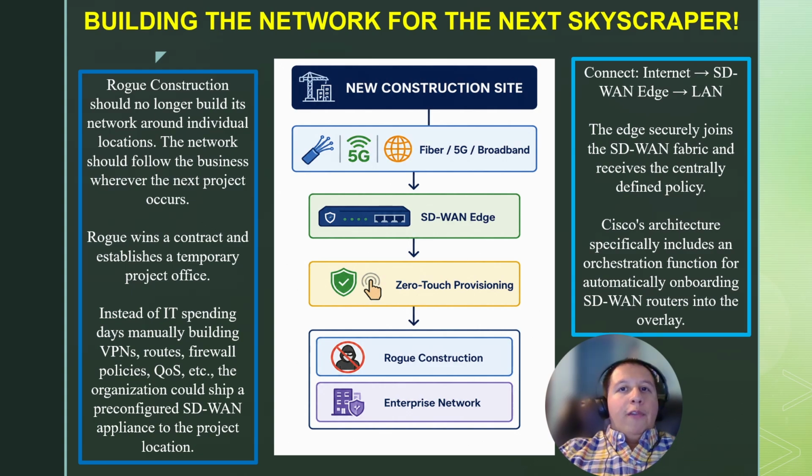So we're going to build a network for the next skyscraper, right? Road construction no longer needs to build its network around individual locations. The network should follow the business wherever the next project occurs. Rogue wins a contract and establishes a temporary project office. Instead of IT spending days manually building VPNs, routes, firewall policy, quality of service, etc., the organization should ship a pre-configured SD-WAN appliance to the project location, which is pretty cool because we could implement some type of segmentation at first, right?